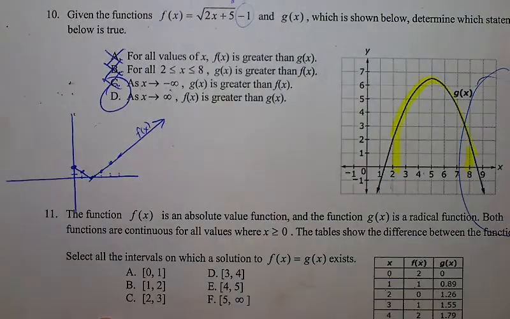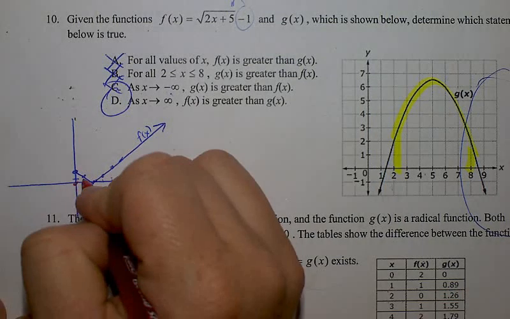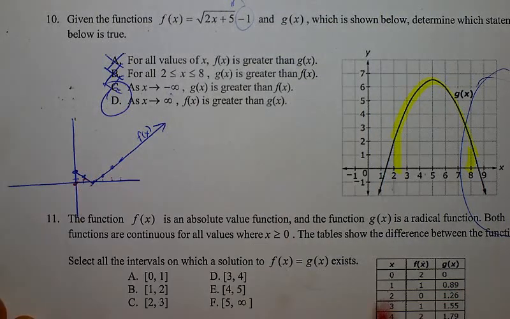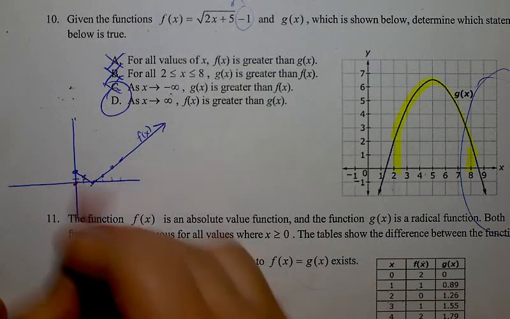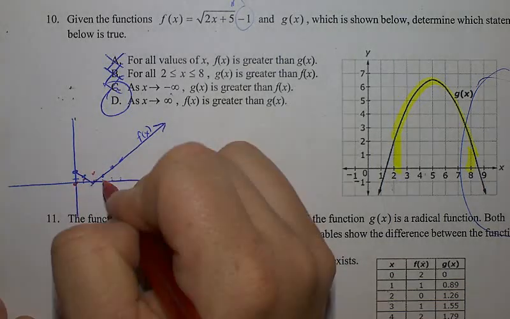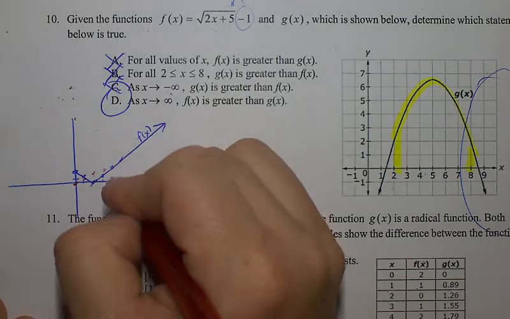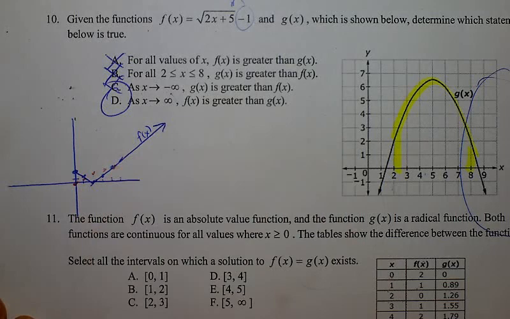And g of x is a radical function. I'm going to do it in a different color. So I'm going to just approximate. Now I'm going to go to 0, 0, and to 1 and about 0.9. This is just estimation. Over 1 up approximately 0.9. And then over 2 and up about 1.25. Over 3 and up 1.5. Over 4 and up 0.8. Over 5 and up 2.